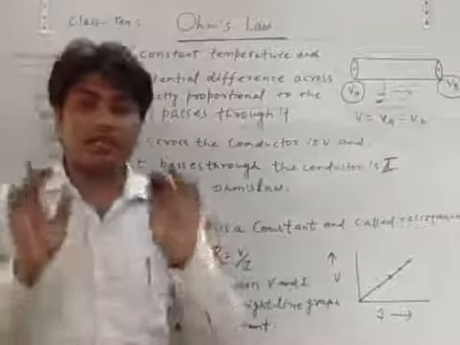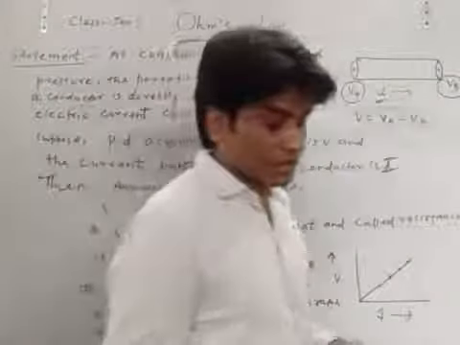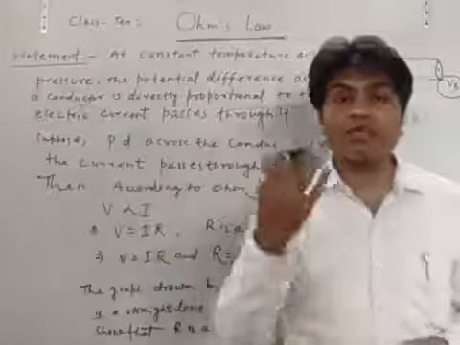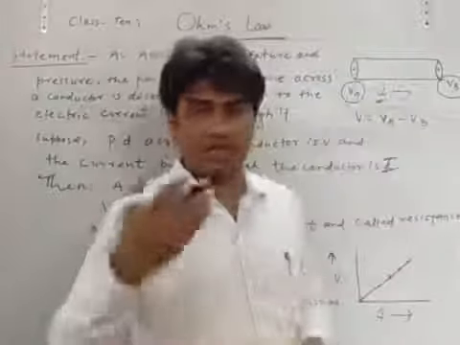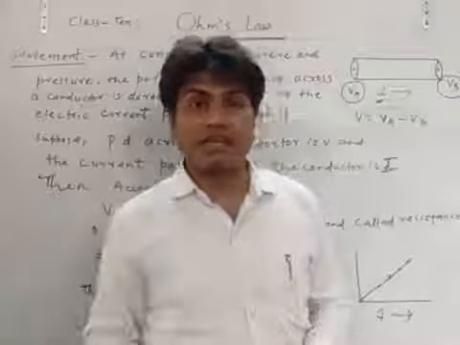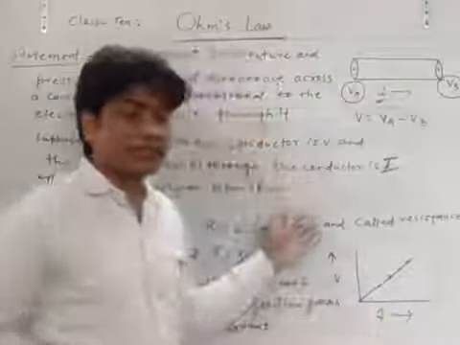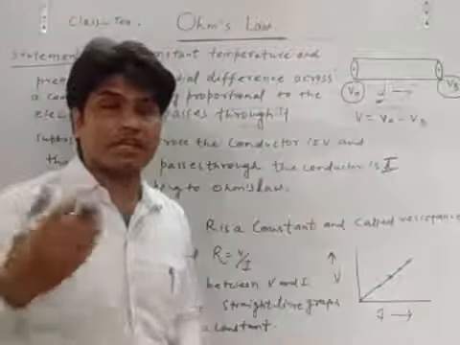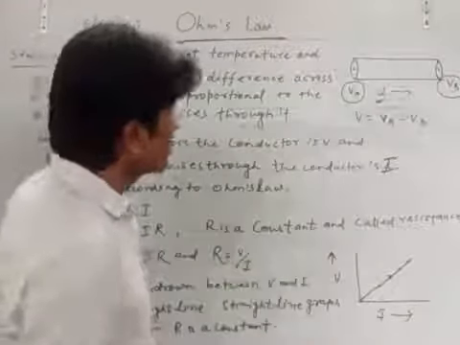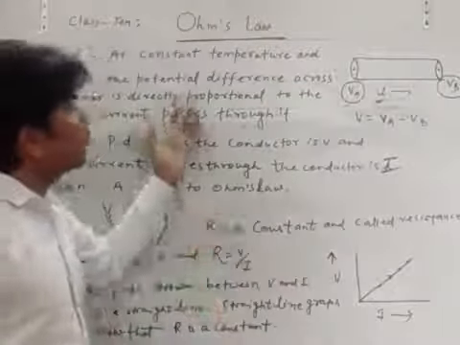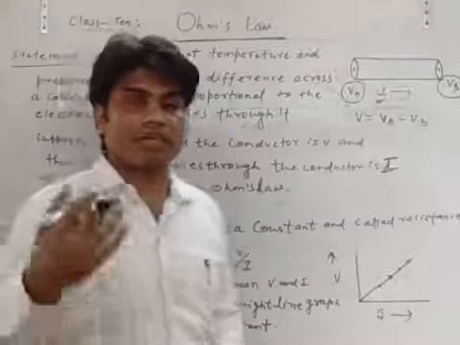Ohm's law is valid only for that kind of conductor which is ohmic conductor. Mainly there are two different kinds of conductor, ohmic conductor and non-ohmic conductor, and it is valid only for ohmic conductor. It means conductor or materials that verify Ohm's law is called ohmic conductor.